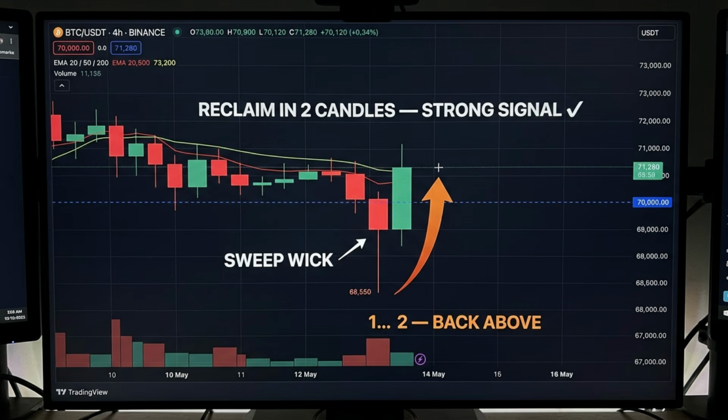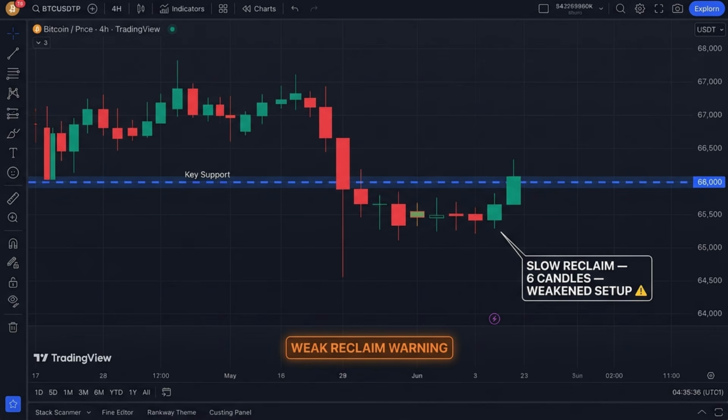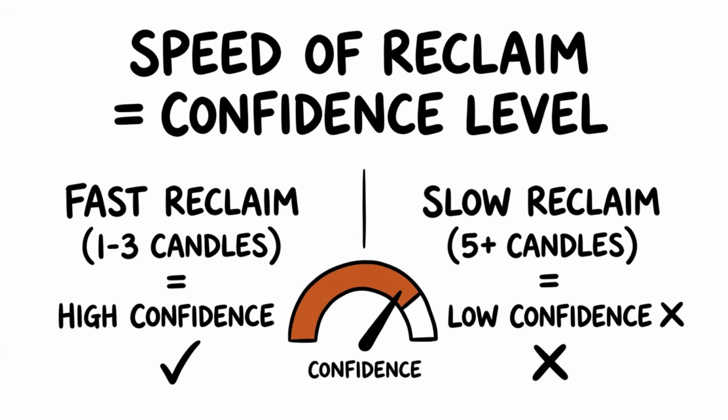How fast price reclaims the level matters. A reclaim within 1 to 3 candles is strong. A reclaim that takes 5, 6, 7 candles suggests indecision and weakens the setup. The faster the reclaim, the more confident the reversal signal.